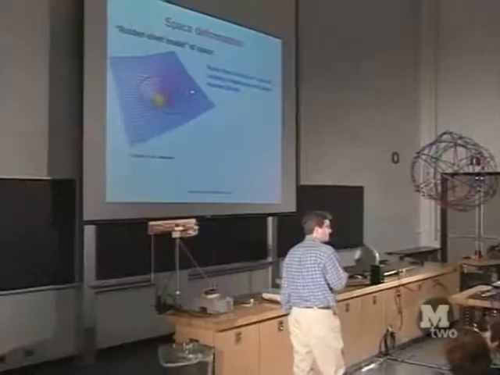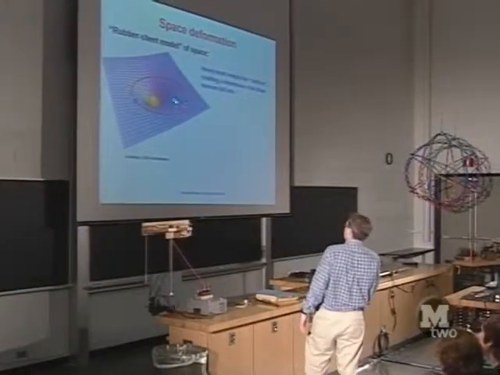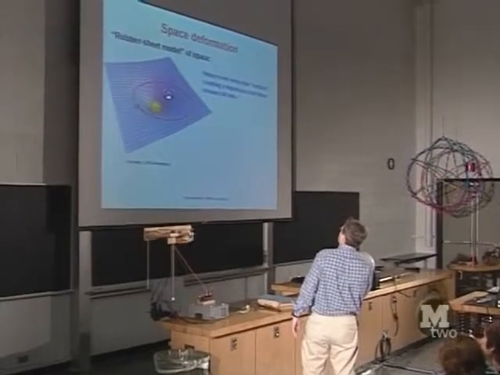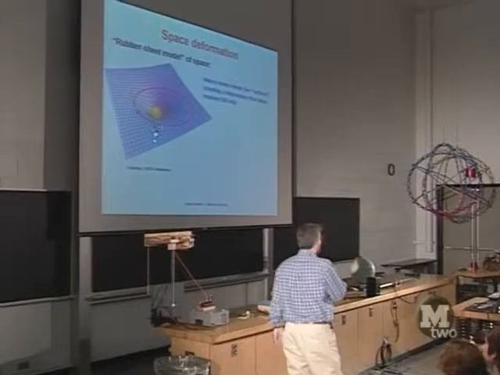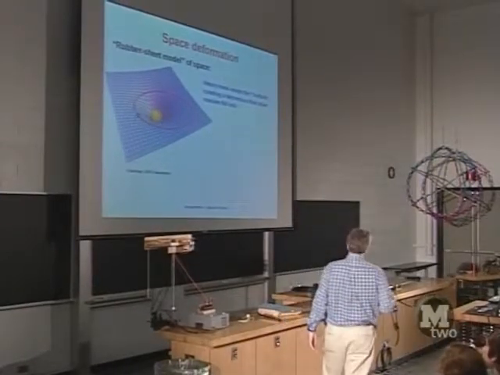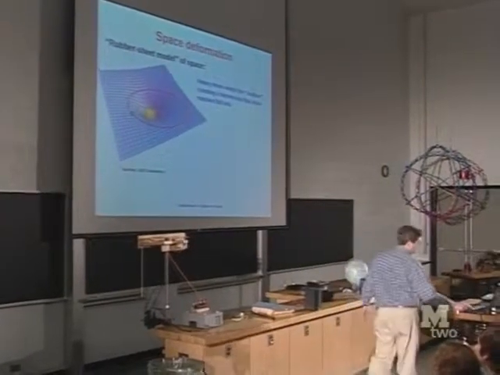This is a two-dimensional model of a three-dimensional space. We have a heavy mass that warps the surface, and the other mass is affected by that warping. It's attracted to that depression. And in fact, when it falls into the depression, it deepens the depression.